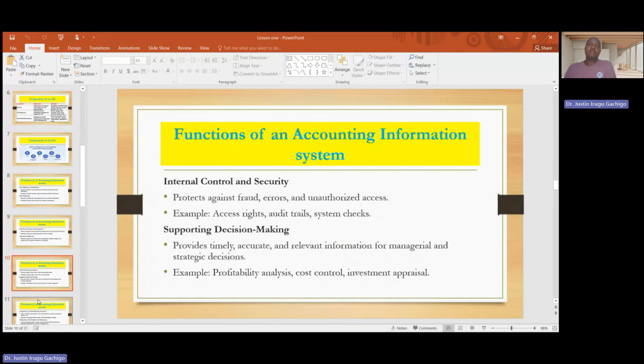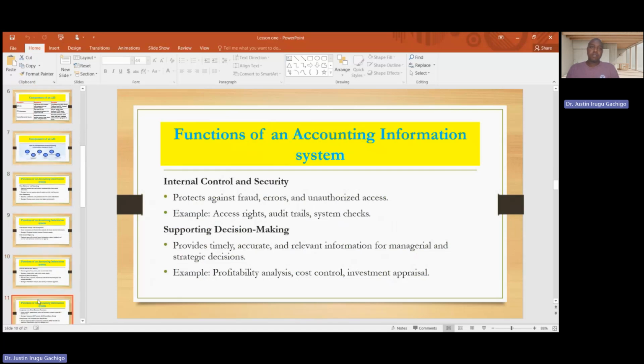Then another function is internal control and security. It protects against fraud, errors, and unauthorized access. Example, we have talked about the access rights, audit trails, and system checks. Then we have supporting decision making, and this is to say that it provides timely, accurate, and relevant information for managerial and strategic decisions. Example, profitability analysis, cost control, and investment appraisals.